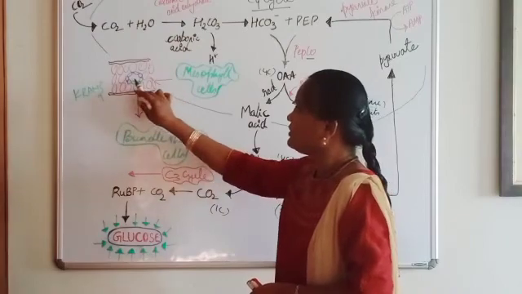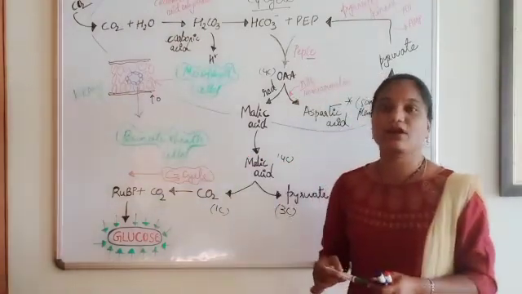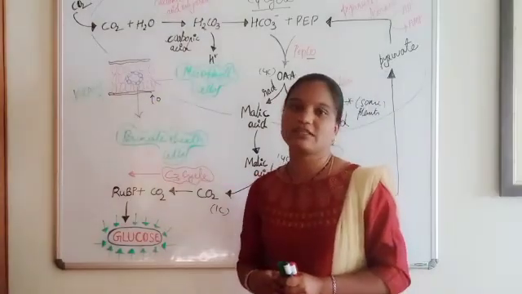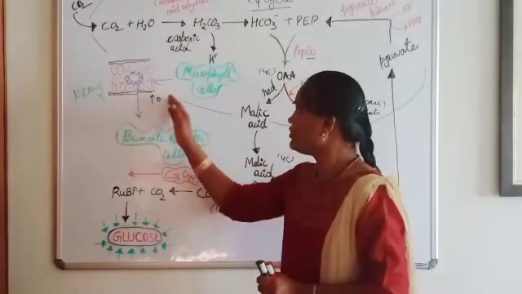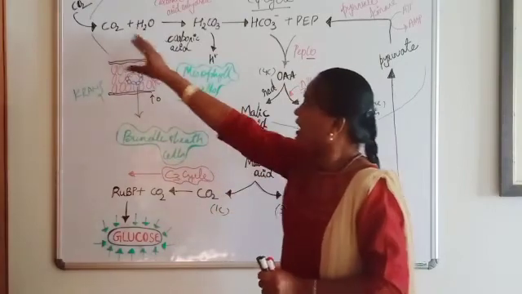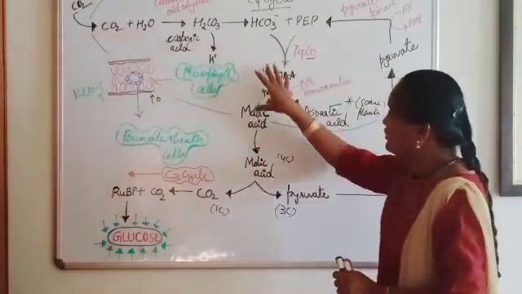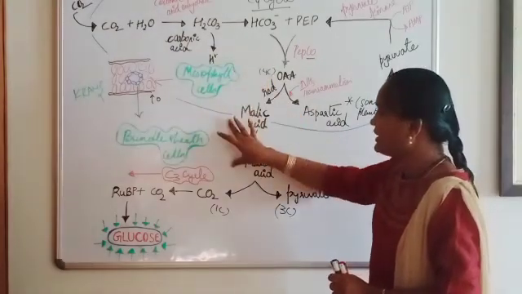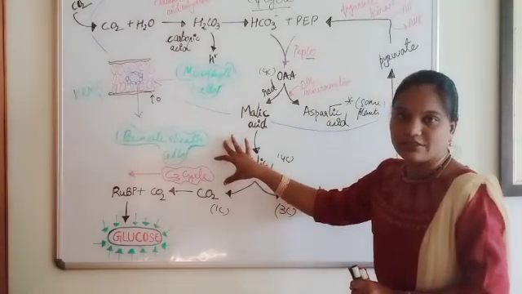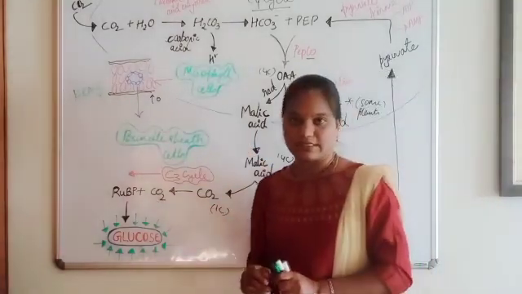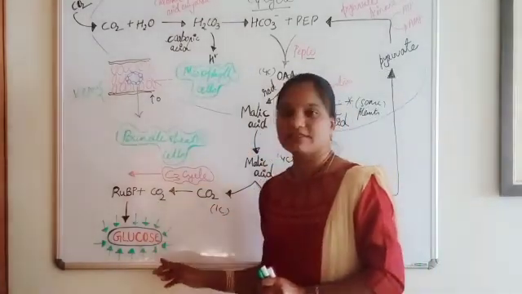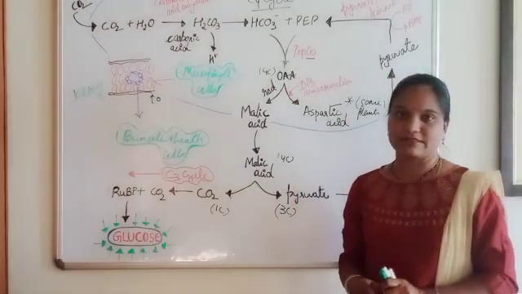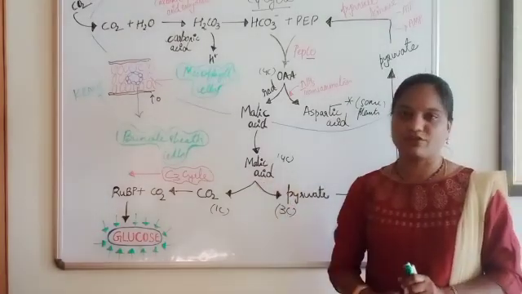So this is nothing but your C4 cycle. Hence there is no photorespiration activity in your C4 plants. This is how carbon dioxide is securely entered into the mesophyll cells, and then into the bundle sheath cells to perform the C3 cycle, which ultimately results in the formation of food molecules for your plants. So this is the C4 cycle. Thank you.